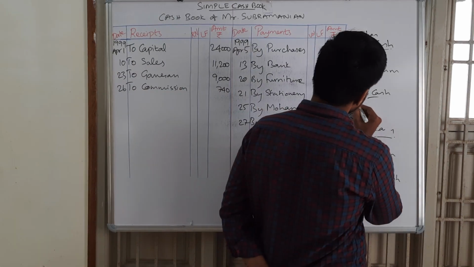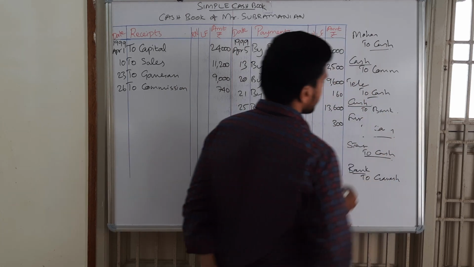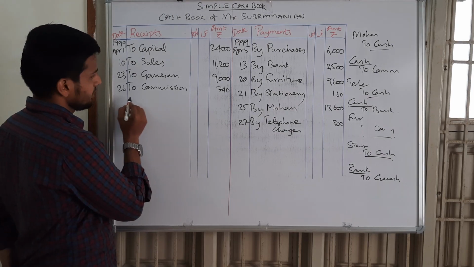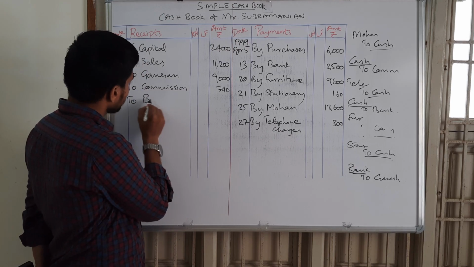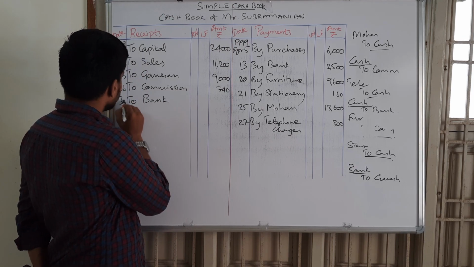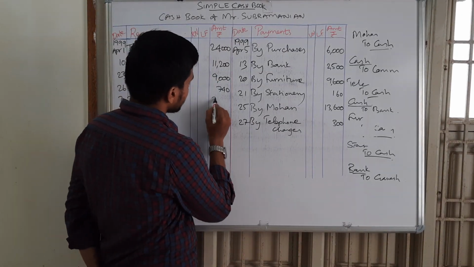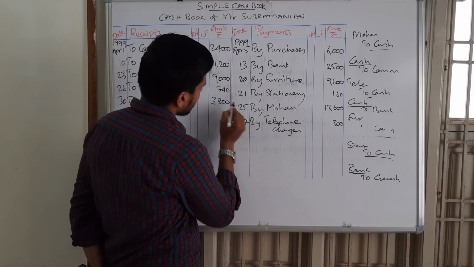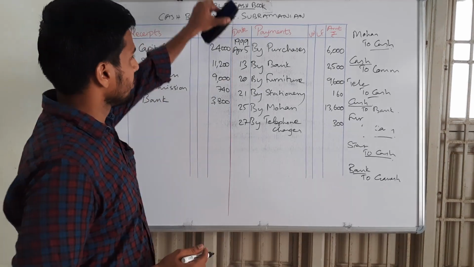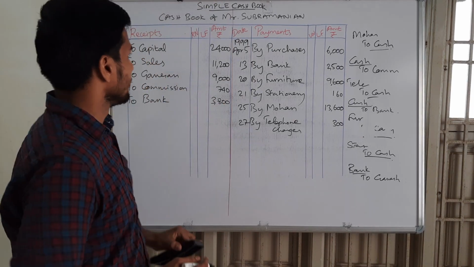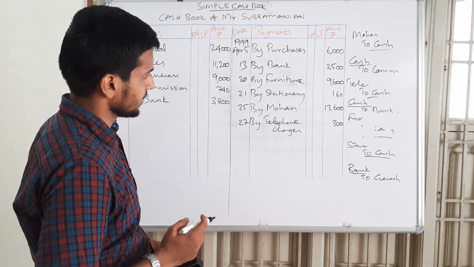So cash to bank means here the cash got debited and it should be written on this side. Okay, to bank account. Date of the transaction is 30 and the amount is 3,800. Right? So these are the only transactions we have done. So we need to write the debit item on the receipt side and the credit item on the payment side.